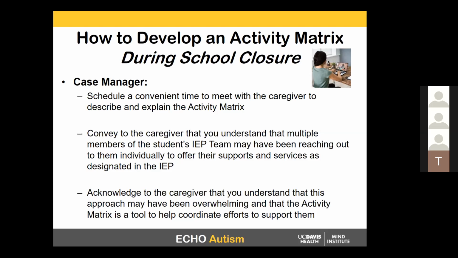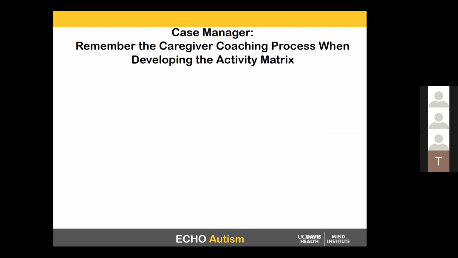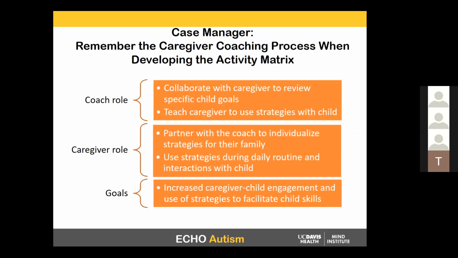It's important that we convey to them during this time that we understand multiple members of the student's IEP team, and we know there's usually a cast of thousands, and they may have all been reaching out to them individually to offer their supports and services that are designated in the IEP, all with good intentions to help the family, help the child, and really make sure that IEP gets implemented during school closures. However, our role now as a case manager and someone communicating is to say, we get that might be pretty overwhelming. And we'd like to suggest that the activity matrix is a tool that can actually help coordinate all of these well-intentioned coordinated efforts.